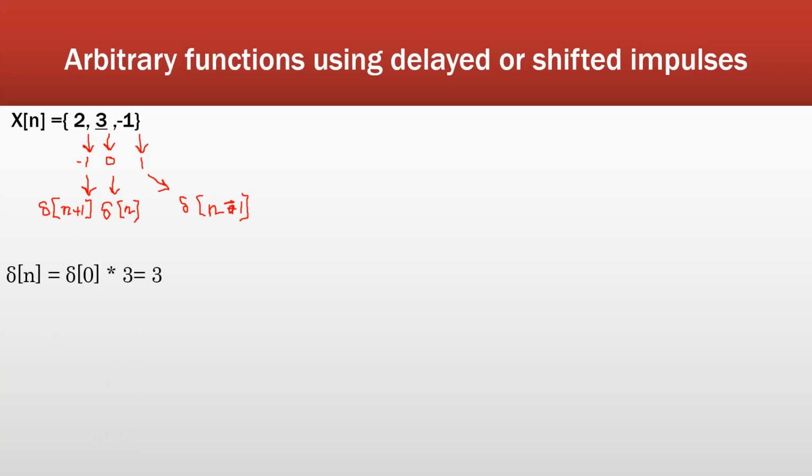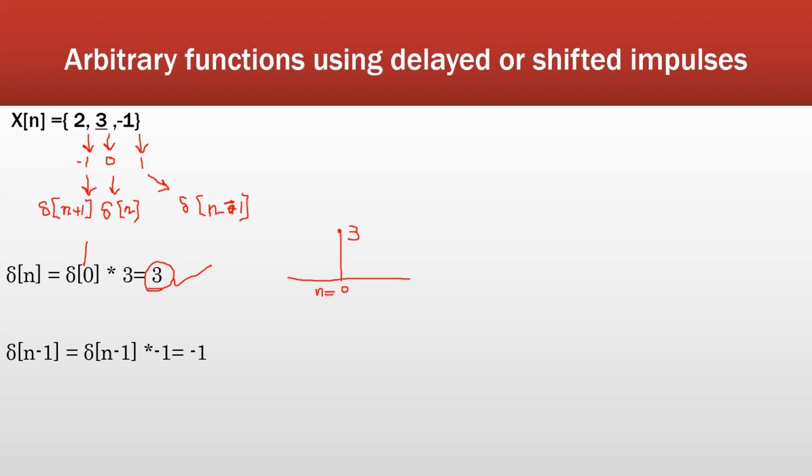The next step is when we put our delta equals 0, meaning at 0 index its value is 3. So we have to multiply it with 3, as delta of 0 equals 1. So 1 into 3 is 3, meaning we will get an impulse of amplitude 3 at n equals 0.